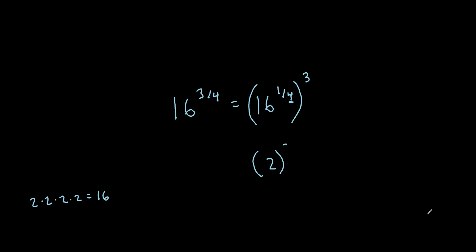And now we're left with 2 raised to the power of 3. So that's just 2 times 2 times 2. 2 times 2 is 4. 4 times 2 is 8. So 16 to the 3/4 is just 8. Let's try another one. Let's say we have 27 to the 2/3 power.